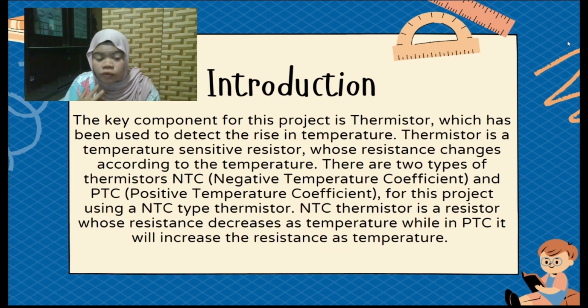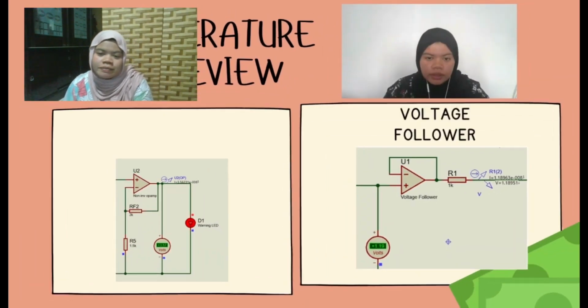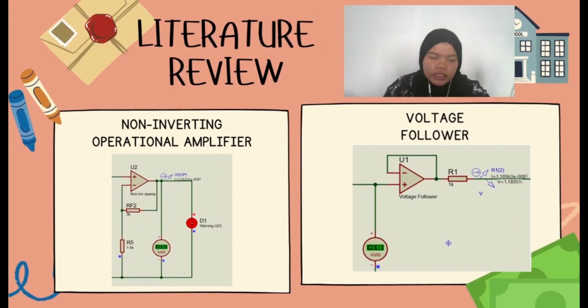There are two types of thermistor, which are NTC or negative temperature coefficient and PTC or positive temperature coefficient. For this project, we are using the NTC type. An NTC thermistor is a resistor whose resistance decreases as temperature increases, while in PTC the resistance will increase as temperature increases. Next I will continue with the literature review.